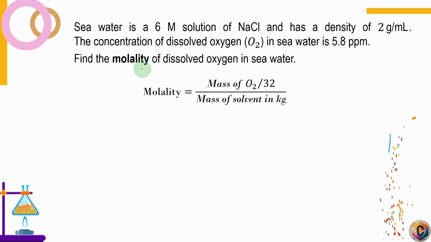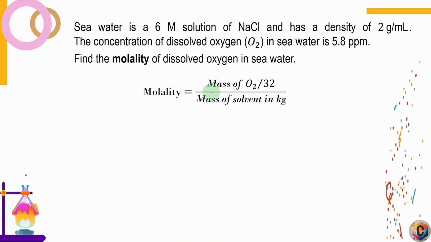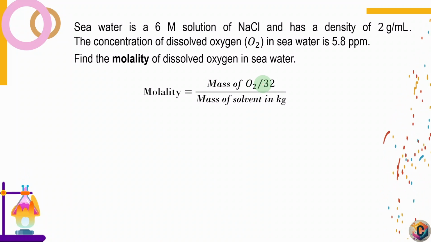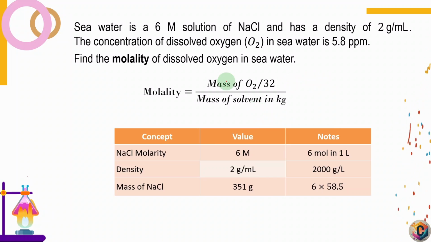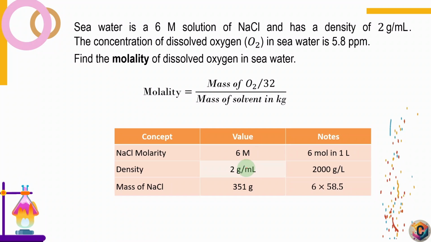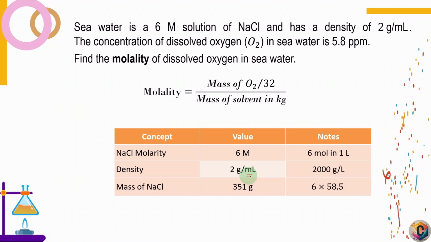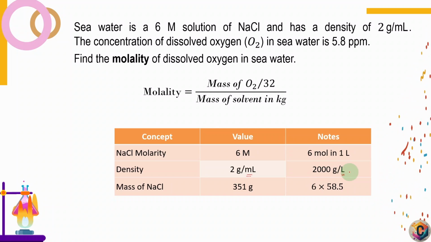To find out molality, the formula that we are going to use is mass of oxygen by 32, which is nothing but number of moles, mass by molecular mass, divided by mass of solvent in kg. Let us analyze the data given. We know that 6 molar NaCl has 6 moles in 1 liter. Then the density is given as 2 gram per ml. If I convert the ml into liter, I will be getting 2000 gram per liter.